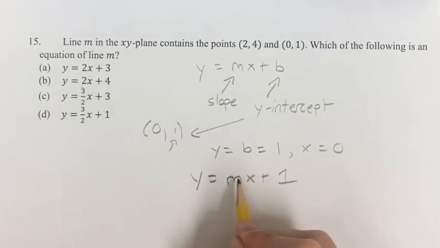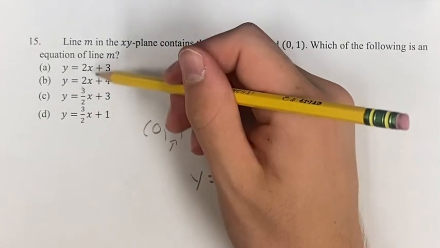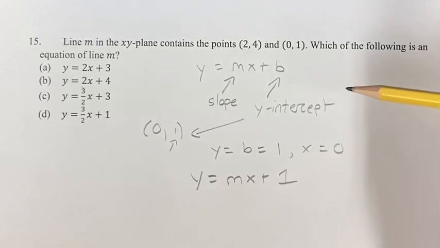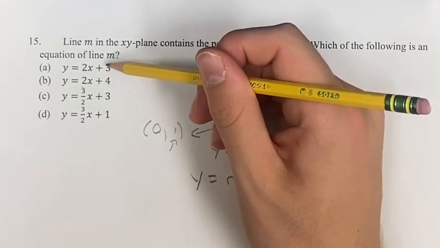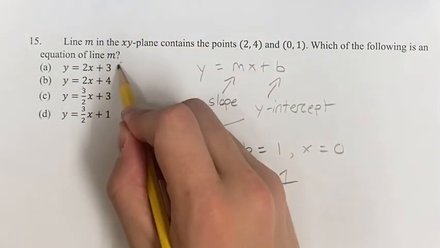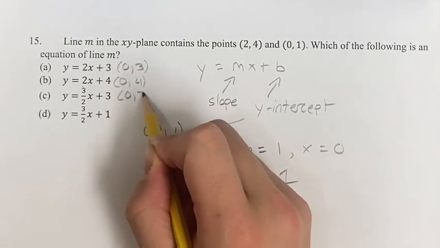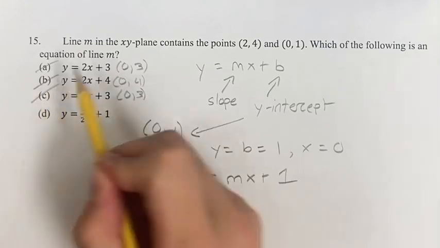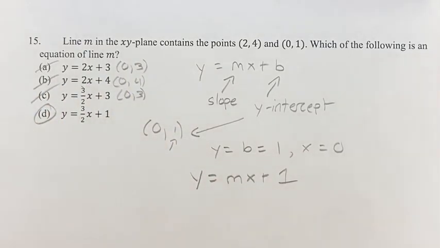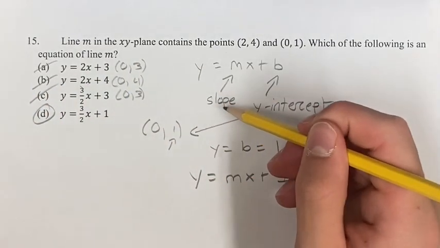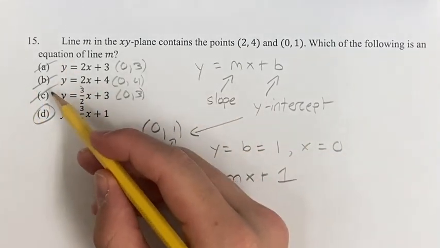We don't know what m is yet, but we don't need to, because only one of these equations has a plus 1. For this equation, the y-intercept is (0, 3). For this one, it's (0, 4). For this one, it's (0, 3). So we know none of these are correct. D is our only option left. We don't even have to find the slope because we've eliminated all the other options and we know it's D.